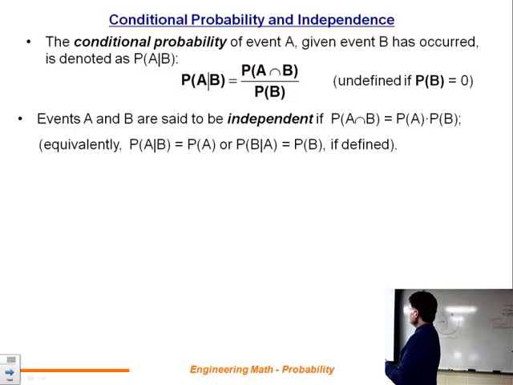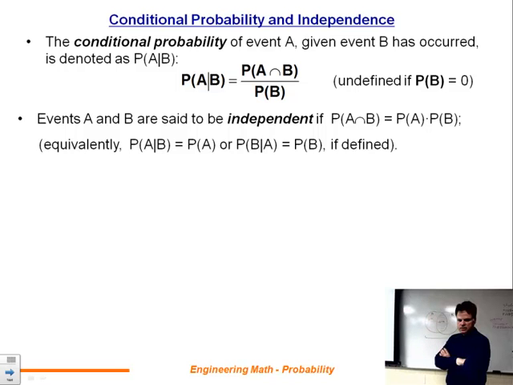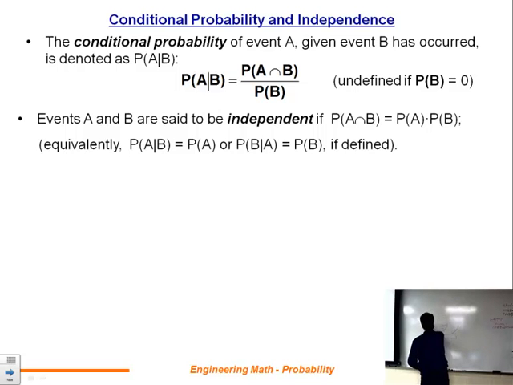We say that events A and B are independent if the probability of the intersection is equal to the product of the probabilities. So if that's the case, then we say that A and B are independent. And in terms of conditional probabilities, an equivalent way of writing it is that the probability of A given B is just the same as the probability of A, and vice versa. The probability of B given A is just the probability of B.